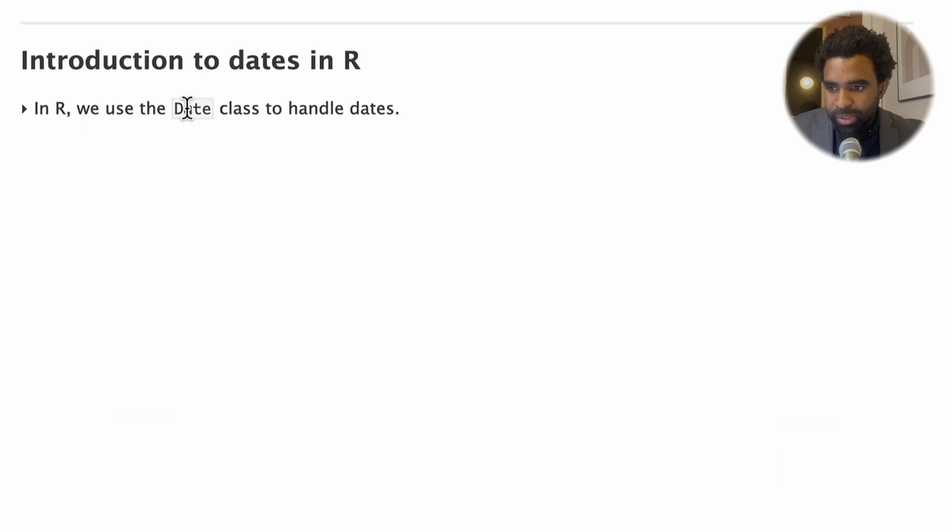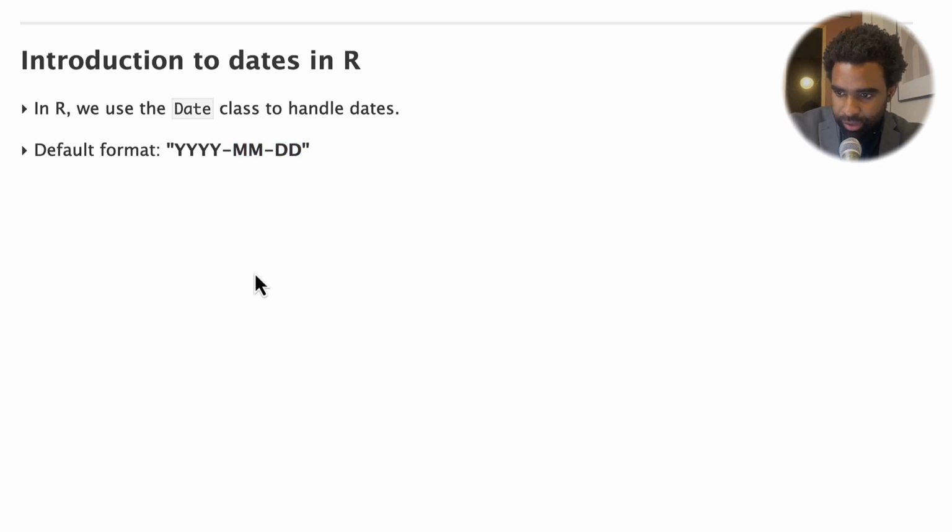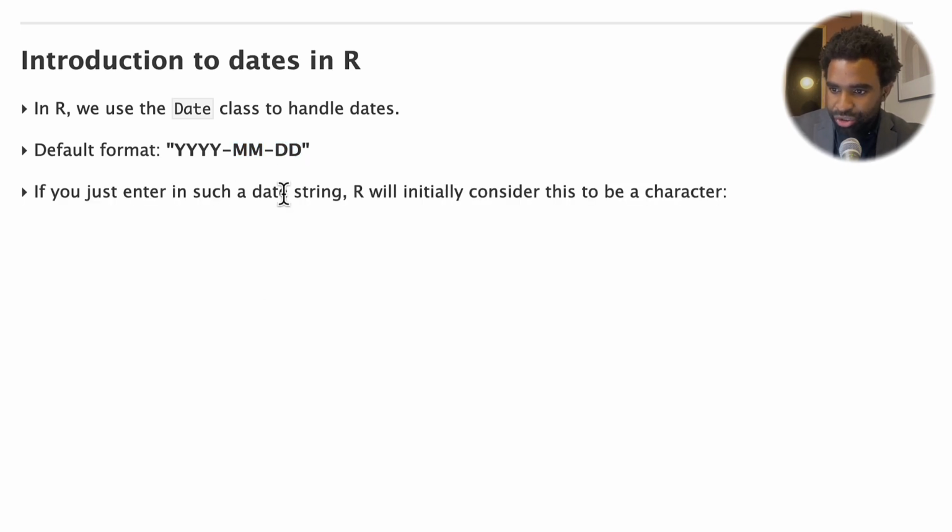In R, there's a specific class for dates, and it's called Date with a capital D. Now let's take a look at what that class looks like. The default format for the class is YYYY-MM-DD, where the Y stands for the year, MM stands for the month, and the DD stands for the day, of course. Now, if you just enter a string in that format, R will initially consider it to be a character. Let's look at an example.